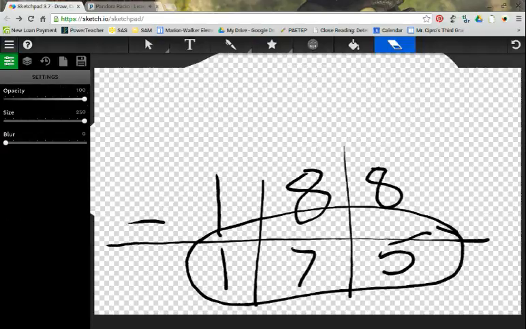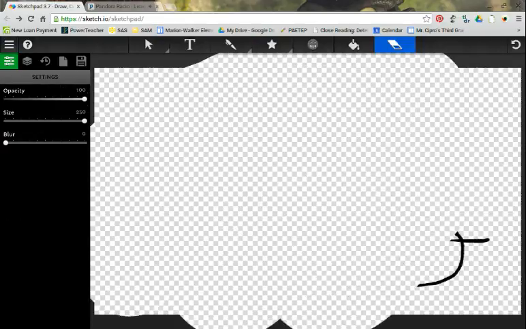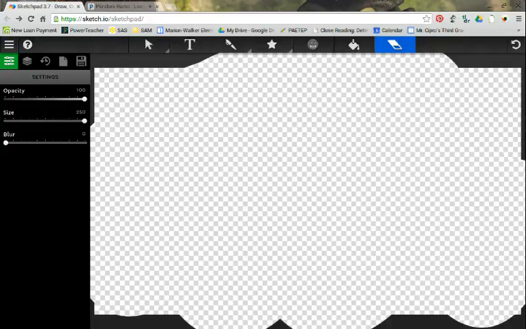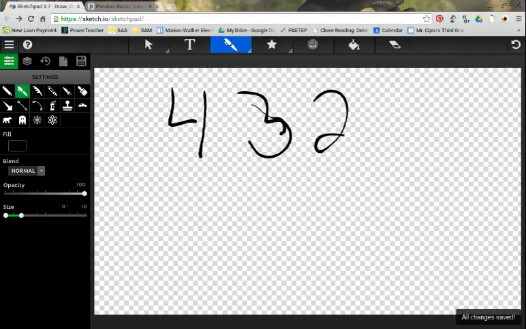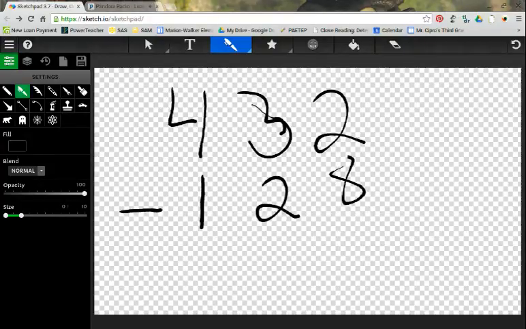Okay. Now let's try one together in your math notebook here. Okay, let's do another 3-digit by 3-digit. This time let's do 432 minus 128.